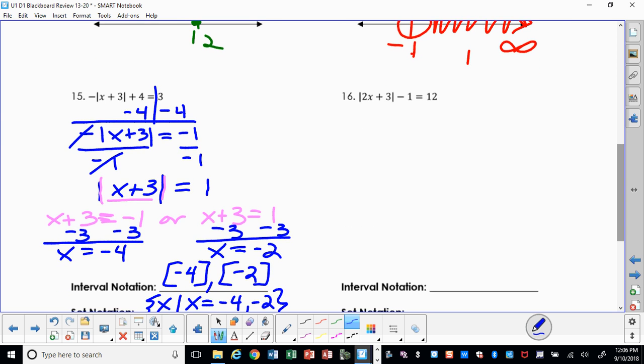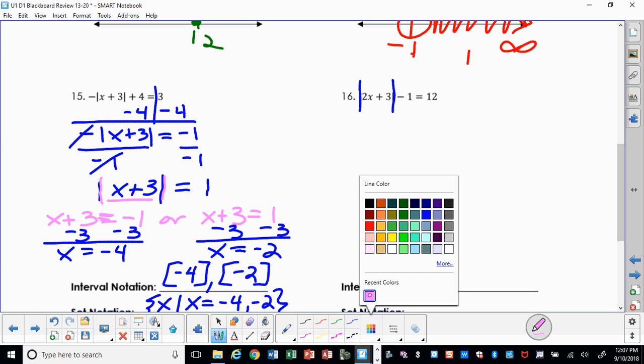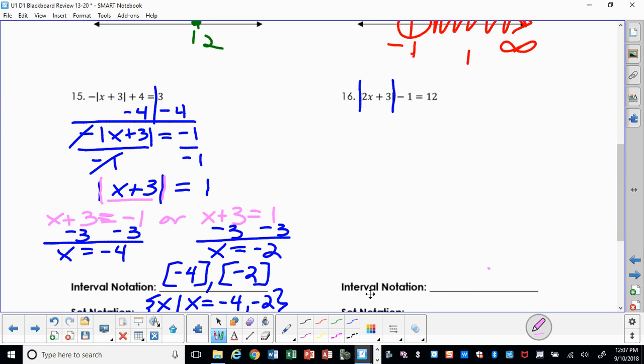And then here I've got, again, an absolute value. So I need to get that by itself before I start writing my two separate equations. So I need to get rid of the minus 1, right? So I'm going to add 1 to both sides. So I get the absolute value of 2x plus 3 is equal to 13.